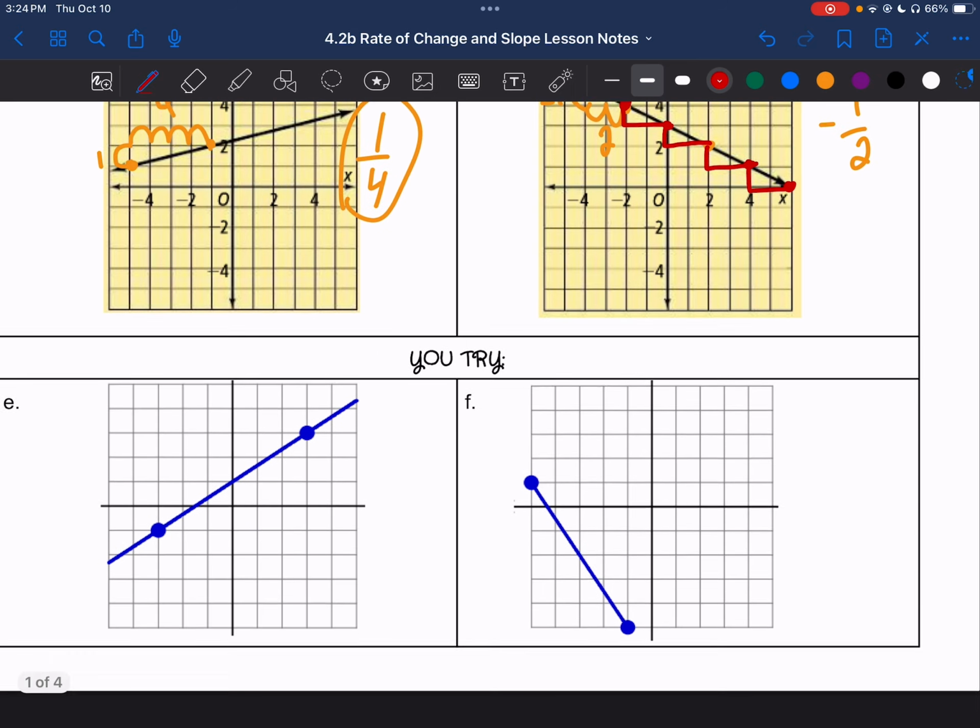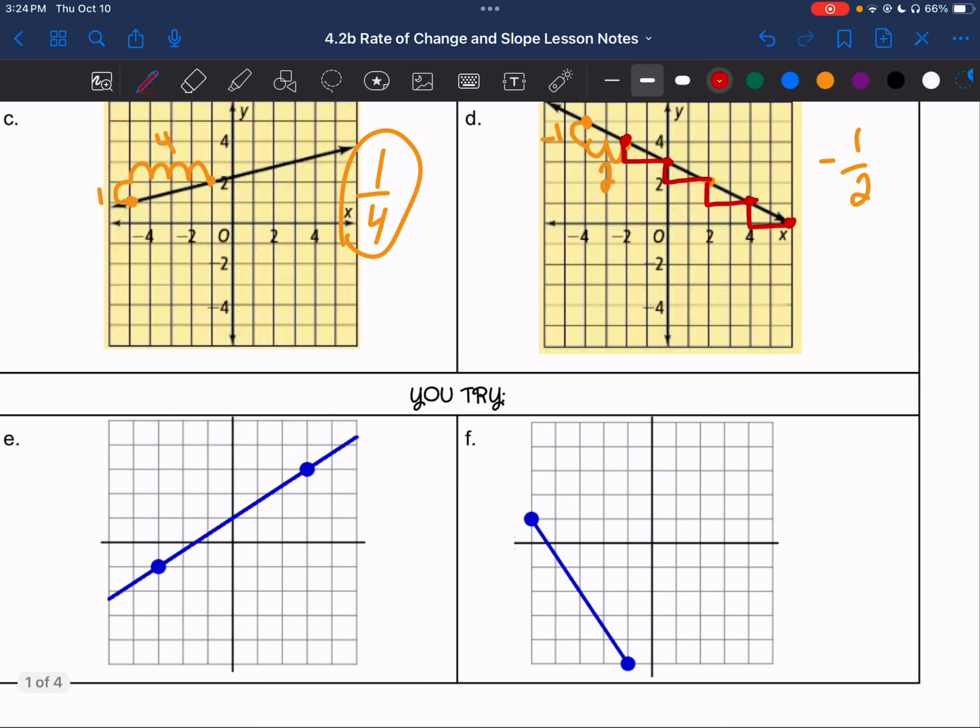All right, there are 2 U-Try problems at the bottom of the page that I would like you to do on your own, and then come and check your work against mine.